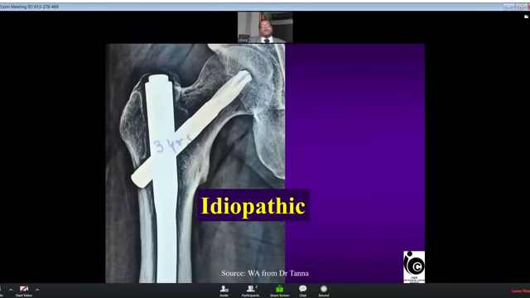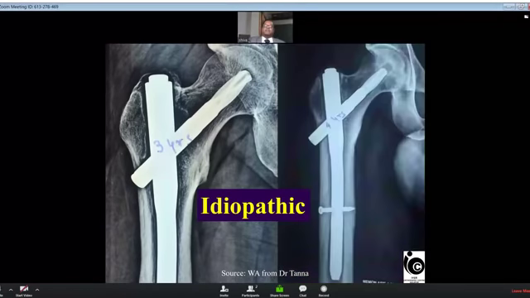Idiopathic. Sometimes you cannot explain why this happened. This is a 3-year-old post-operative X-ray shared by Dr. Kanai on a WhatsApp group for discussion. At 4 years, you can see that the screw is backing out.